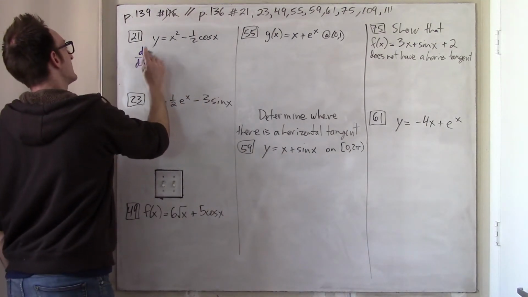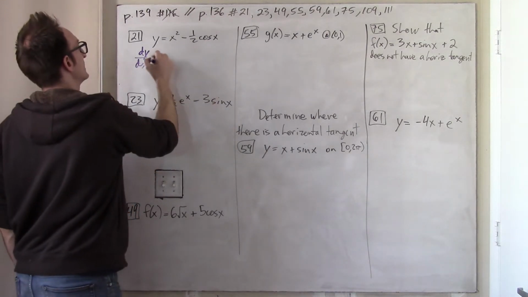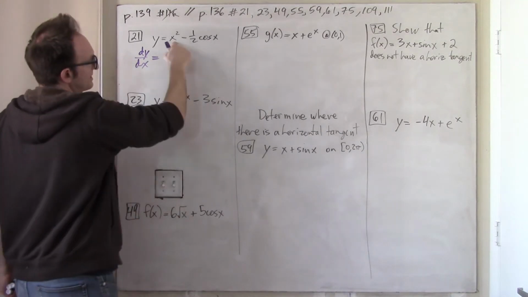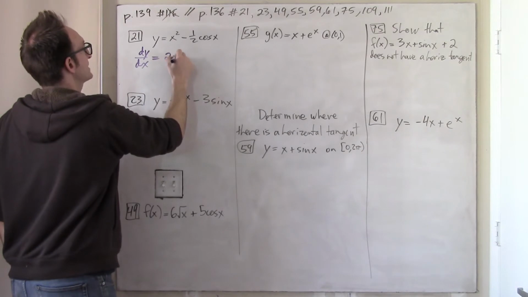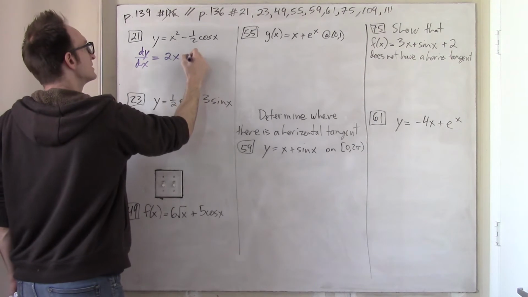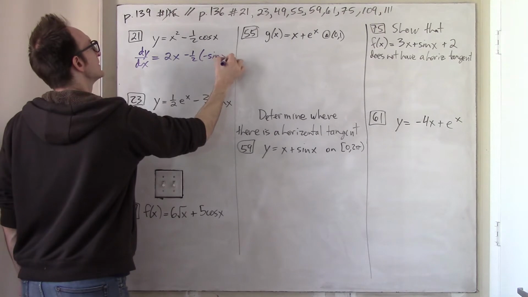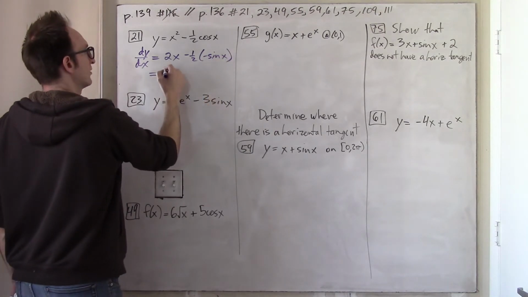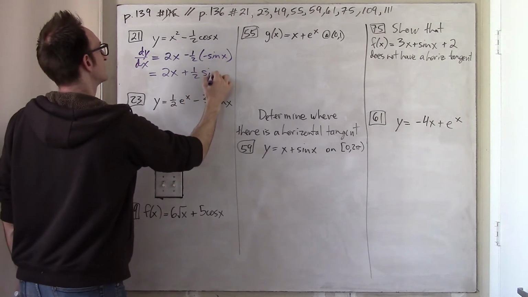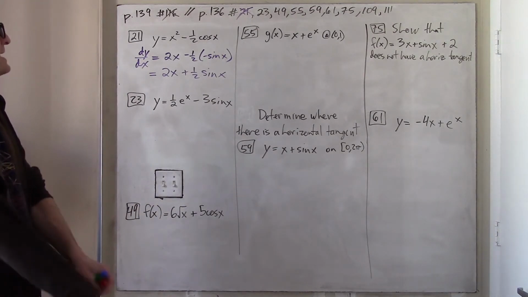What is the derivative of this? This is this mysterious symbol, dy dx, which I will explain more in a later class, but for now, whatever. It's just the derivative of y, and the derivative of x squared is 2x, and the derivative of negative 1/2 cosine x is going to be negative 1/2 times whatever the derivative of cosine is. Well, we just saw that the derivative of cosine was negative sine, and so that's all there is to it. The answer is 2x plus 1/2 sine x. Problem over. 23, y equals 1/2 e to the x minus 3 sine x.